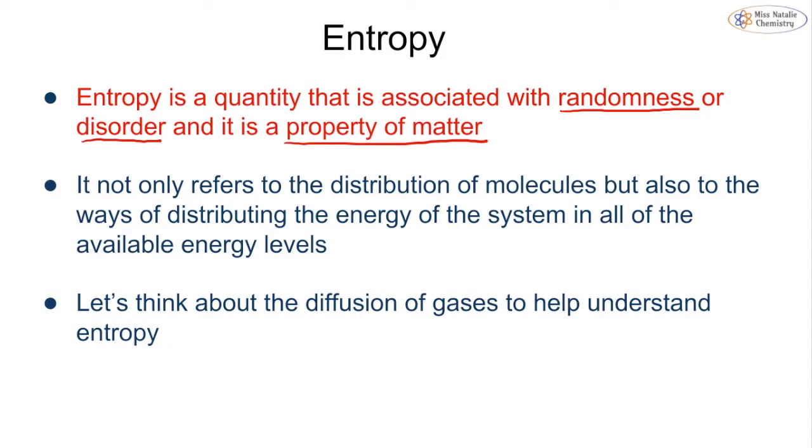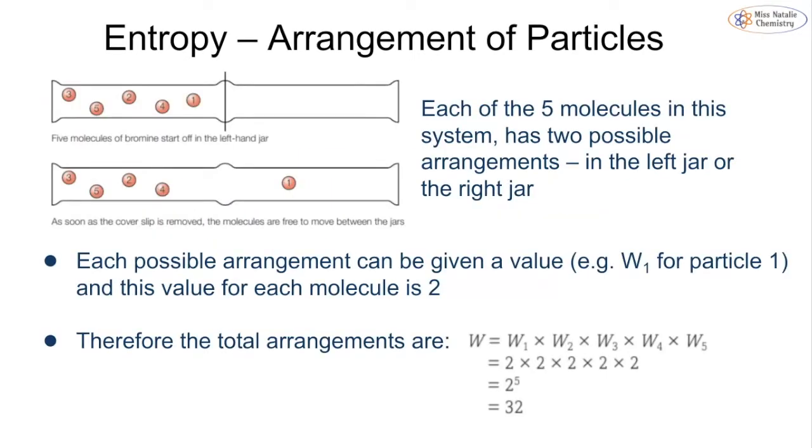So really what it means is it's talking about the distribution of molecules, but also the distribution of energy of a system throughout these molecules. Now, this can be quite a difficult concept to understand because a lot of it you have to think about theoretically or in your head, but we can use specific examples to help us understand. So let's use the diffusion of gases. So we're going to look at the arrangement of particles first of all.